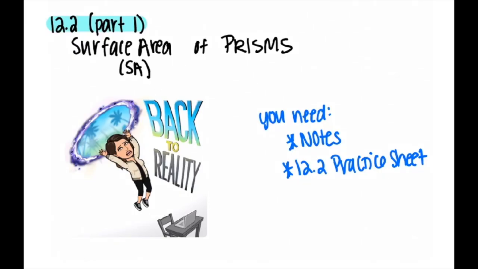We're going to start out with 12.2 part 1, surface area of prisms. You're going to see surface area abbreviated to SA a lot, so just know what that means. You're going to need your notes, so get your notebook out. We're going to write some definitions and get that 12.2 practice sheet because we're going to be working along with that.